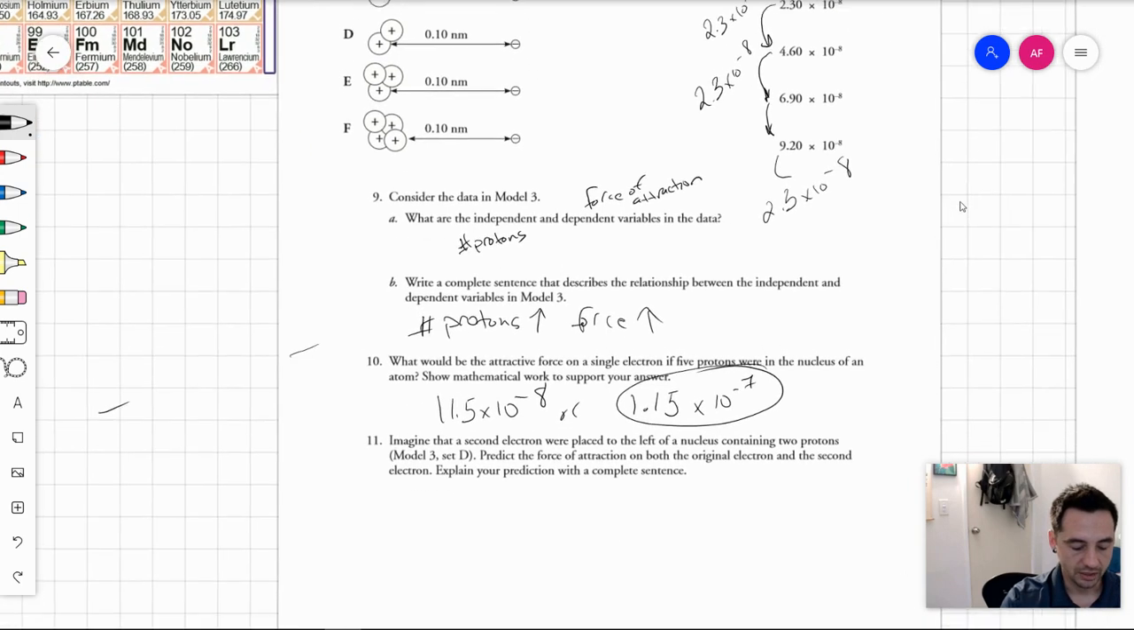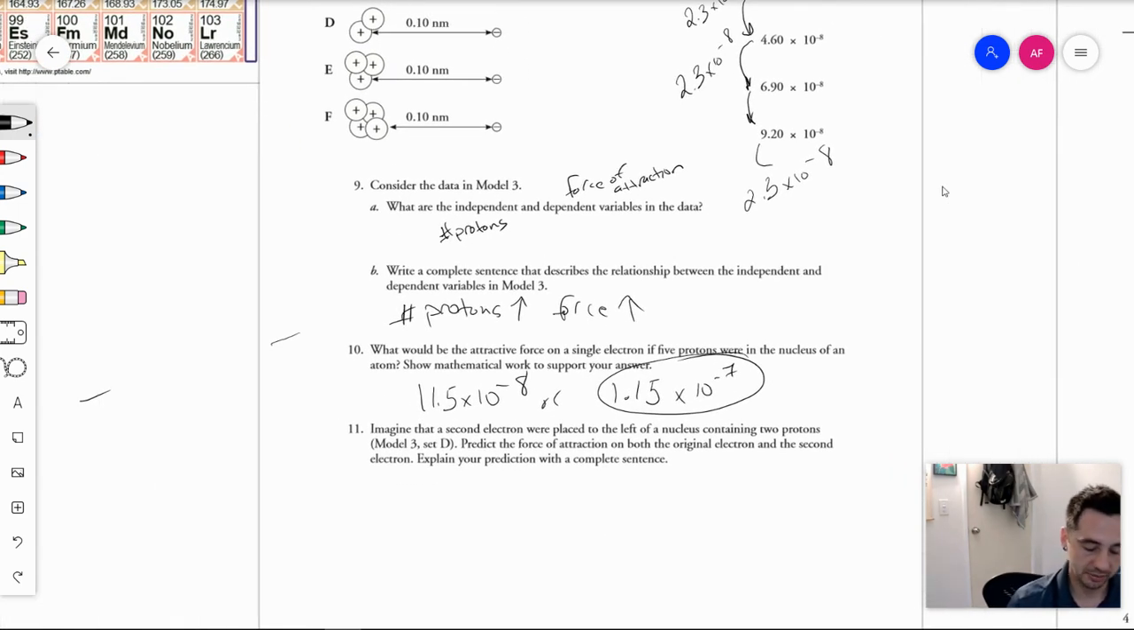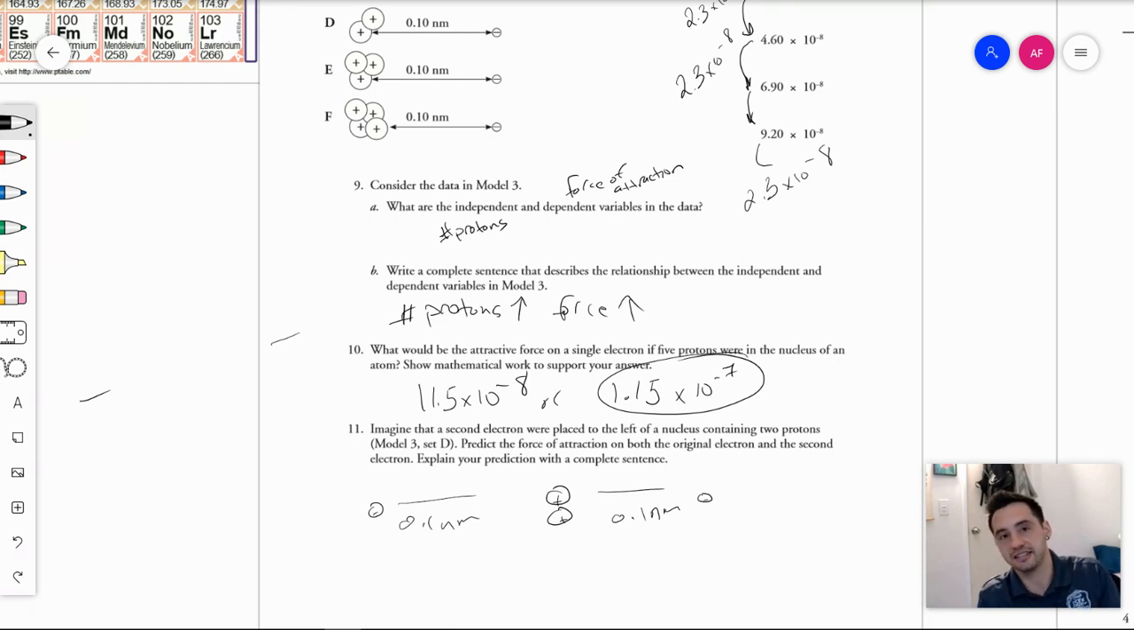Now imagine a second electron were placed to the left of a nucleus containing 2 protons. So 2 protons, 1, 2. We have an electron over here, an electron over here. They're the same distance, 0.1 nanometers. Would they have the same amount of attractive force? That's the question. Now you don't know this. This is a guess. They like to ask you to guess. So go ahead and guess.